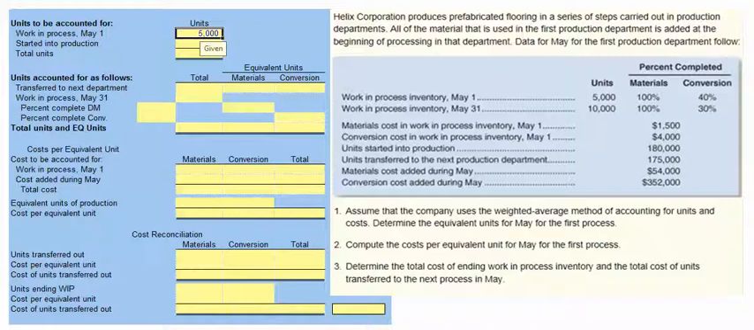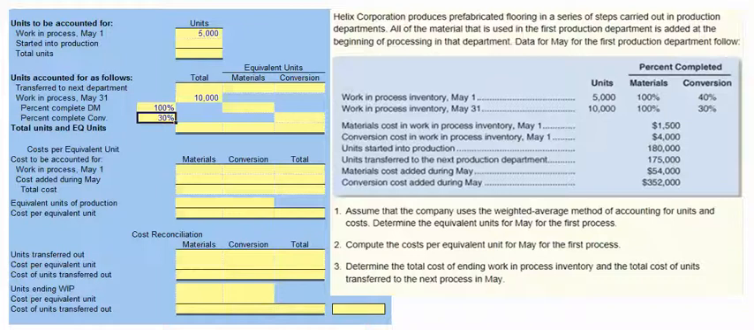We're told our work in process inventory at the end of the month, May 31st, is 10,000 units, and it's 100% complete with respect to direct materials. Recall they were added at the beginning of this process, and 30% complete with respect to conversion costs. Let's go ahead and look at the cost information they're giving us.